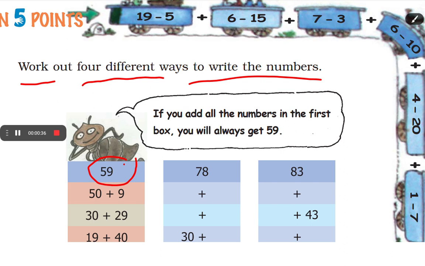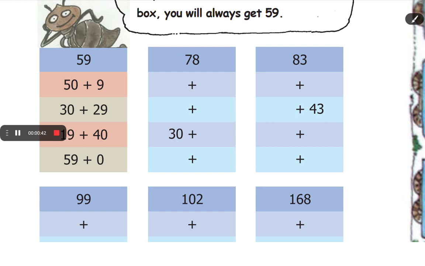So write 59 as the sum of two numbers. Here we have 59. We have to write 59 as the sum of two different numbers. See the first one. 59 can be written as 50 plus 9 is 59. Yes or no? It is the expansion form of 59. This is the expansion form of 59, 50 plus 9.